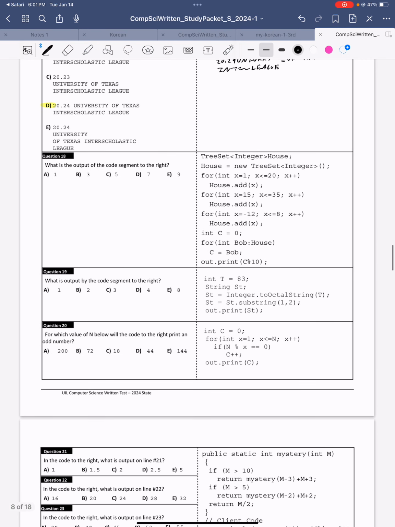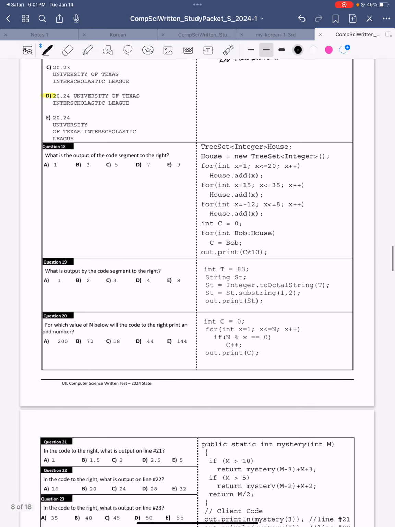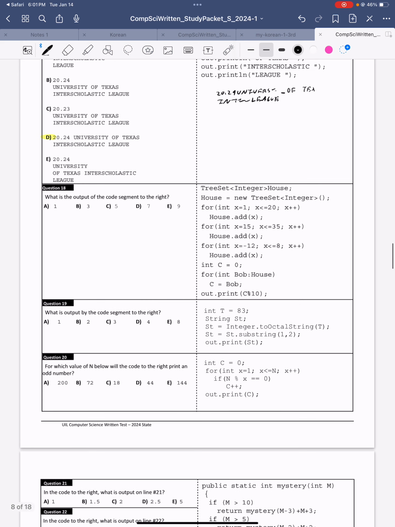Tree set, don't really know what it is, honestly, but I do know that it's just an ordered set with no duplicates. So we have a new tree set full of integers, so we're gonna go through 1 through 20, and we're just going to add it to our set. So right now our set's going to contain 1 through 20. Now we're going to do another loop. Now we're going to go from 15 to 35. We're going to add it to our set, but there's some overlap. So it's actually going to be 1 through 35.